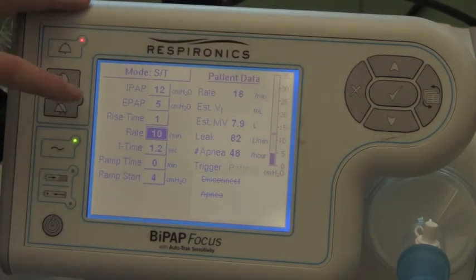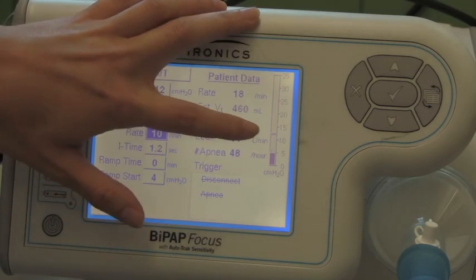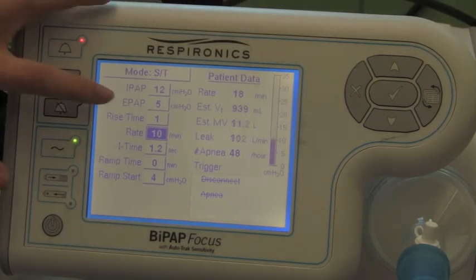For BiPAP, it's fluctuating between 5 and 12 centimetres of water, which is what it's set to.